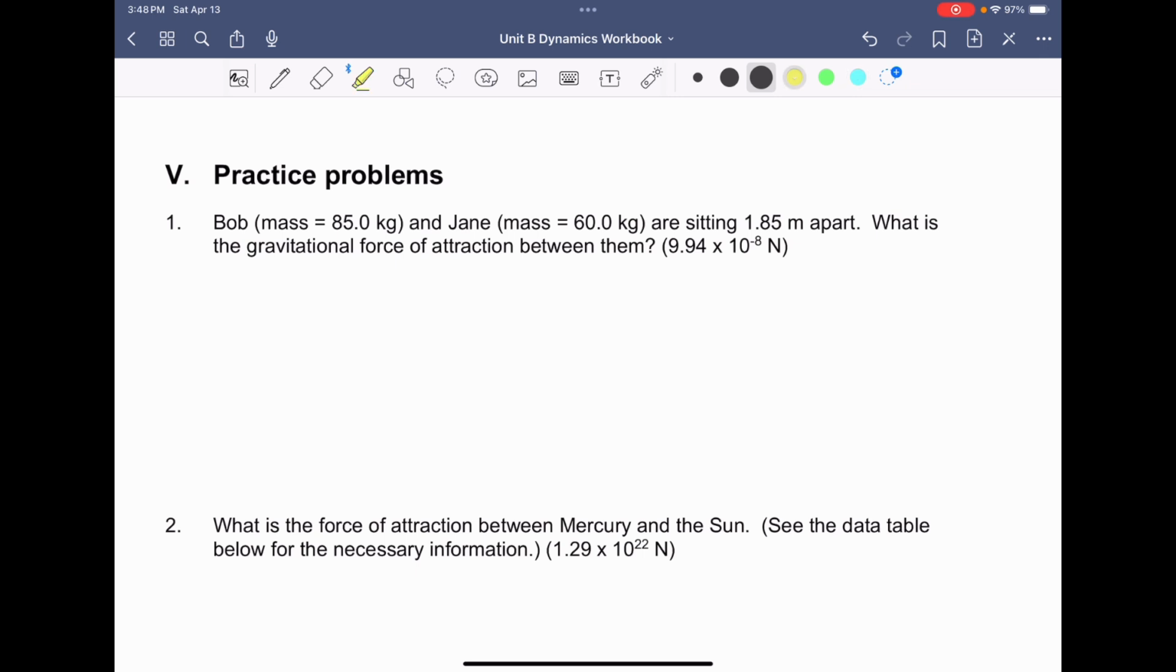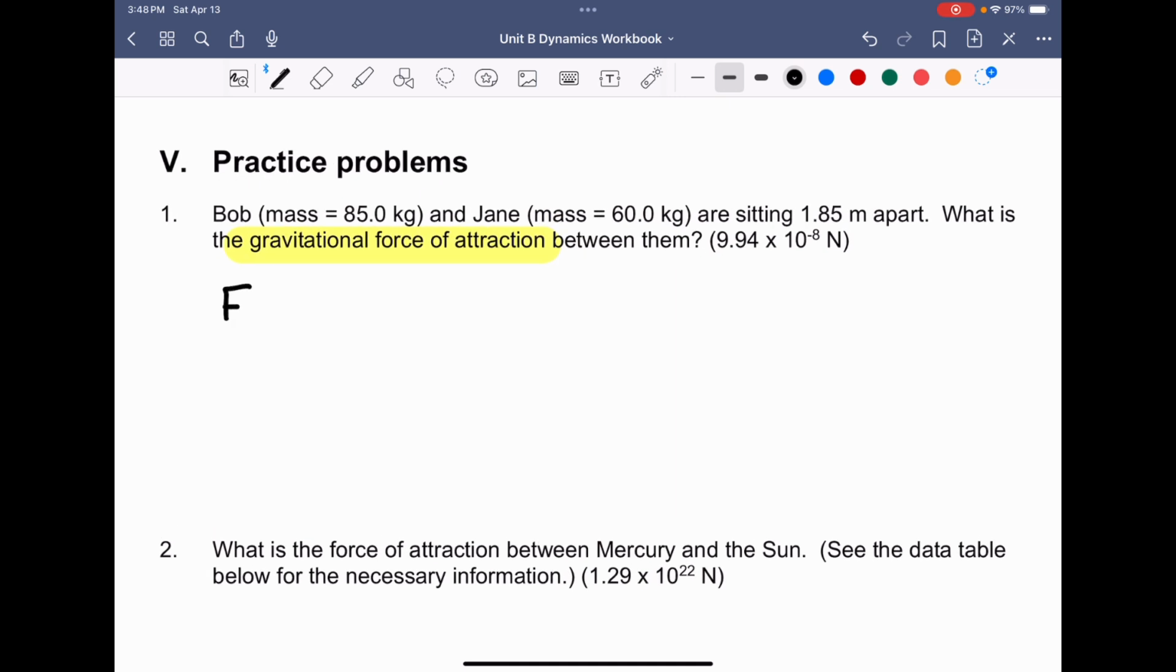You want to highlight that right away: gravitational force of attraction between them. As soon as you see the mass for this piece, you want to write out your universal law of gravitation according to Newton. Fg, or the attractive force, is equal to G m1 m2 divided by the radius between these two people squared, or the radius from center to center squared.